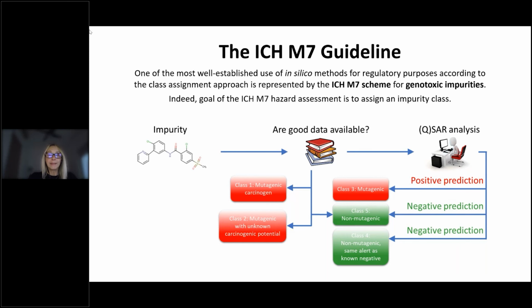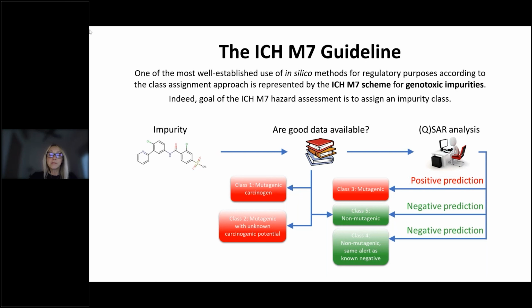However, if data are not available for bacterial mutagenicity and carcinogenicity, a QSAR analysis can be conducted, and based on this QSAR analysis, impurities can be assigned to class 3 if the prediction results to be positive, in class 5 if the prediction results to be negative, or in class 4, that can be considered negative despite the identification of a structural alert, based on the fact that the same alert is identified in a similar chemical environment in an experimentally tested negative compound, that in most cases is the API itself or a related impurity.